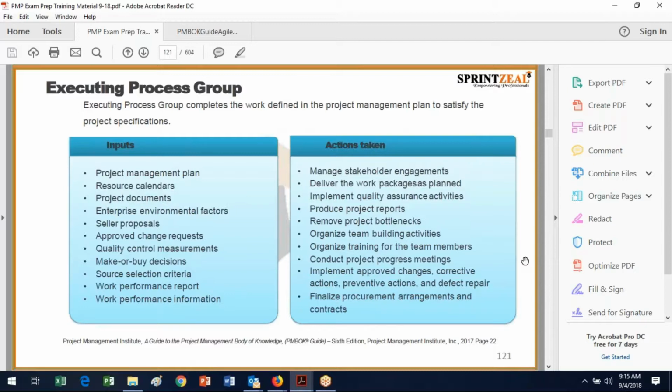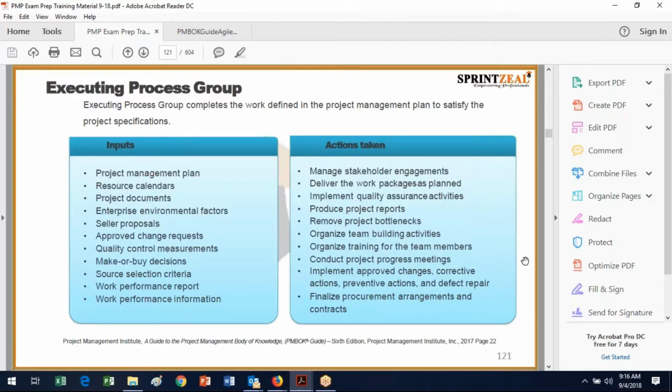And then we've got the actions that the team that's working on the project takes, including managing the stakeholder engagements, delivering the work packages as planned, and we'll talk about exactly the definition of work package, which is one of the smallest levels to which we decompose our work breakdown structure. We'll implement quality assurance, we'll produce the reports, and one of the big jobs of a project manager is to remove project bottlenecks, to clear the path, to make it easy for the team to move forward. Again, organizing team building activities, training for the new team members, progress meetings, and implementing the approved changes, corrective actions, preventative actions, and defect repair, and finalizing procurement arrangements and contracts.